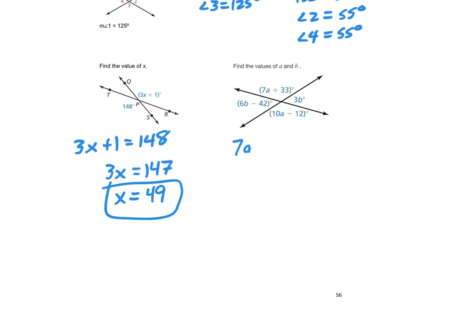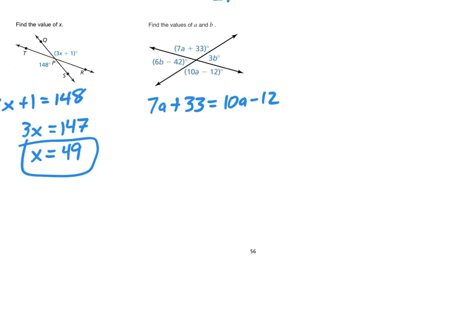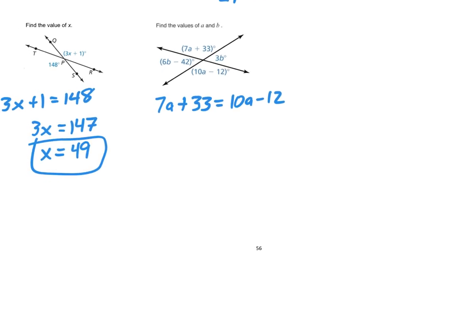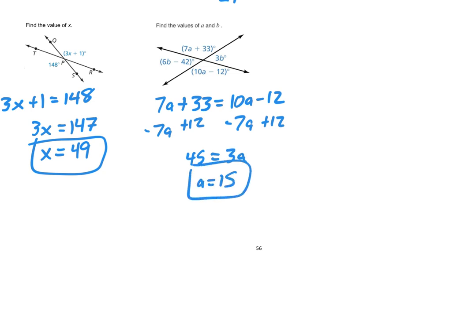So here I'm going to do 7a plus 33 equals 10a minus 12, and we're going to solve for a. I'm going to combine two steps into one here. I'm going to subtract 7a from both sides, and at the same time, since I'm moving a to the right, I'm going to move my numbers to the left. So I have 45 equals 3a. So a would be 15.